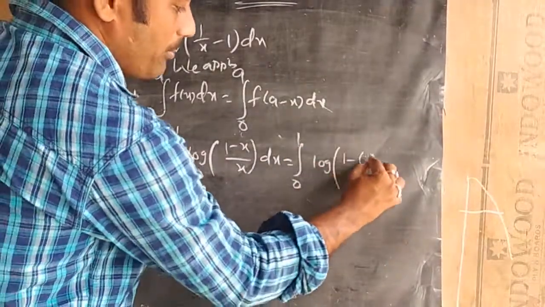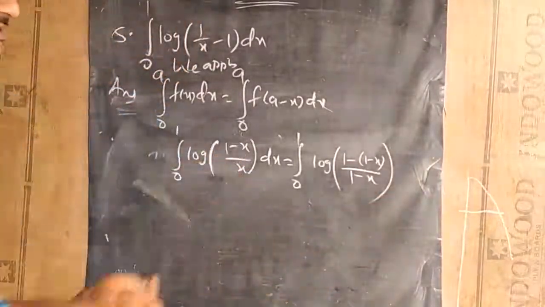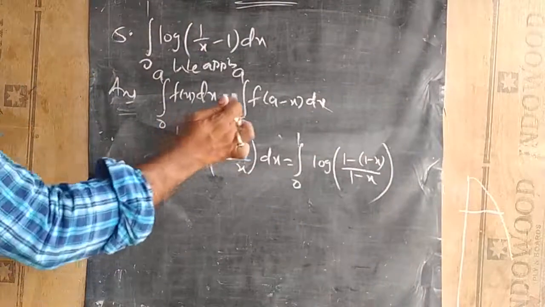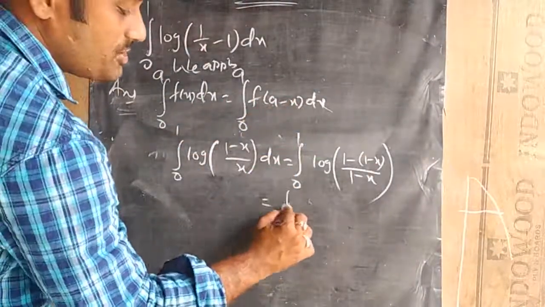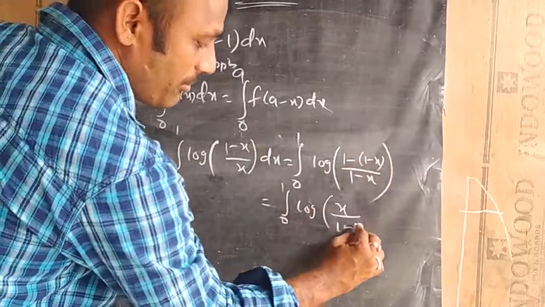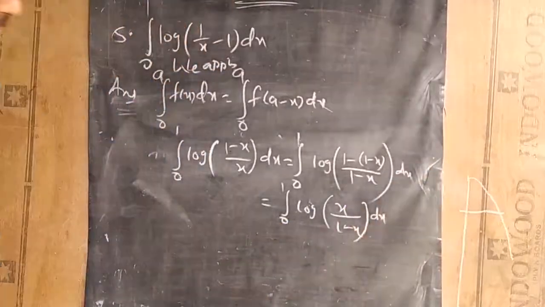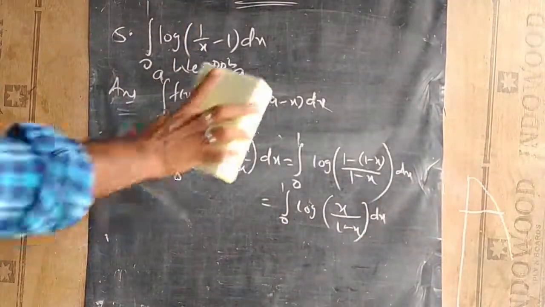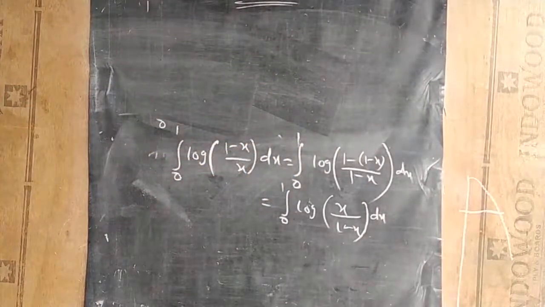of (1 minus x) by (1 minus x). Wherever x is there, we are writing it as 1 minus x. Why? Because the formula is a minus x. So integral 0 to 1 log of 1 gets cancelled, it will become x by (1 minus x) dx. Now look here.